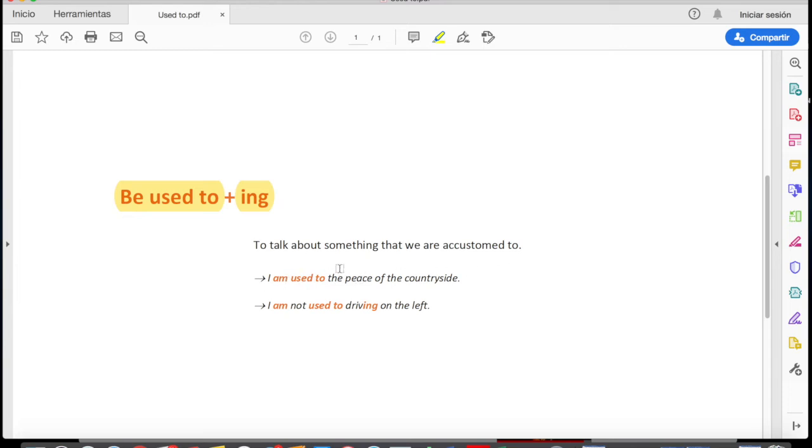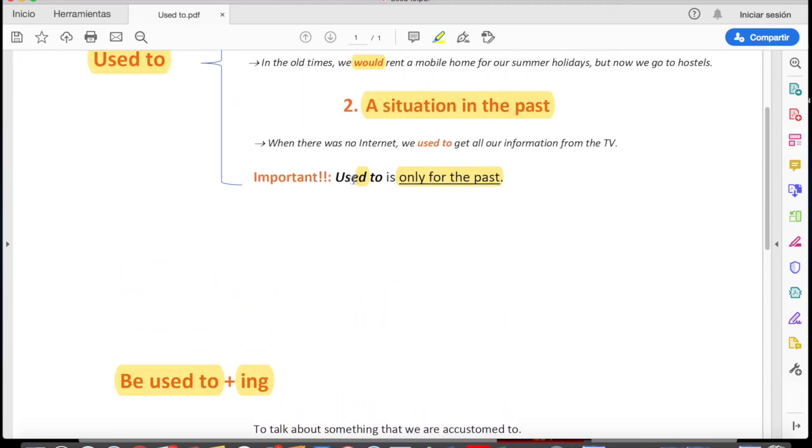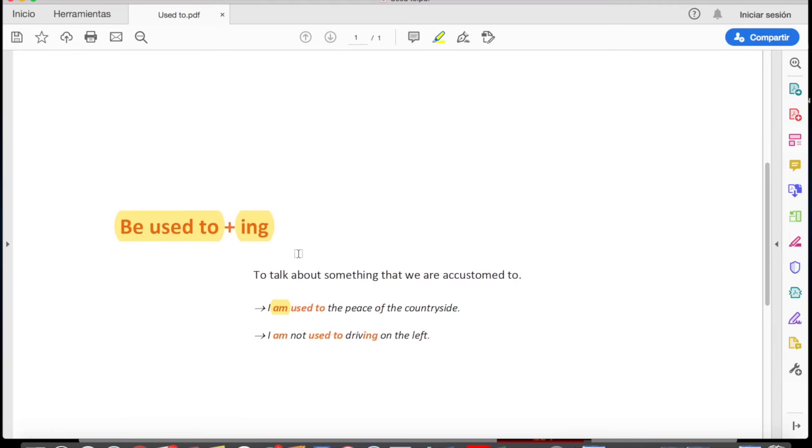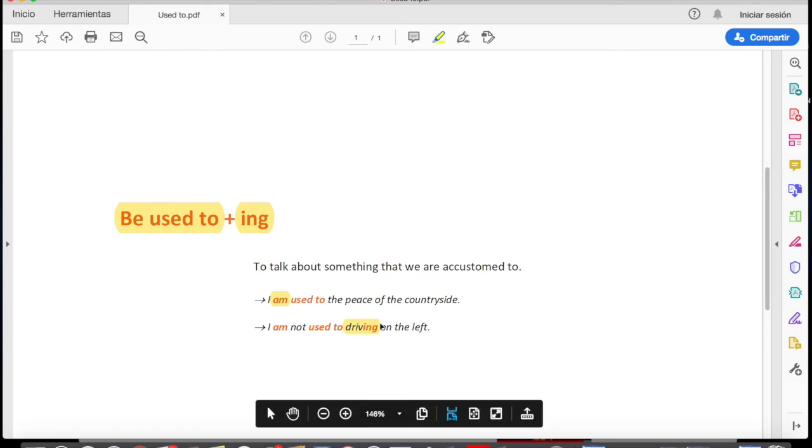Estoy acostumbrado a, to talk about something that we are accustomed to. And we could use this also in the past. I was used to the peace of the countryside. Okay, so differently from used to. Used to is only for the past, but be used to can be about the present, can be about the past, can be about the future. I will be used to if I am making plans or making predictions about the future. Okay.